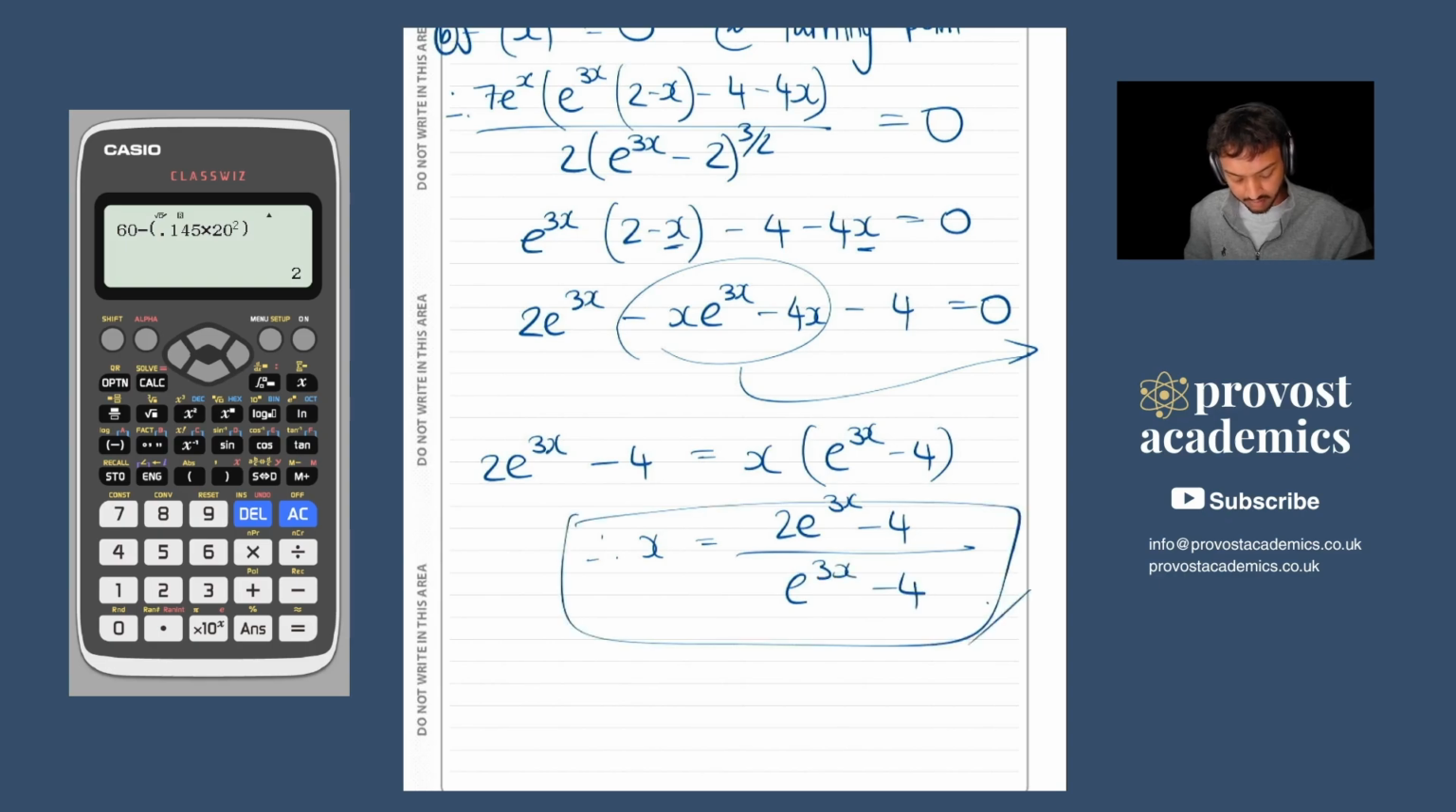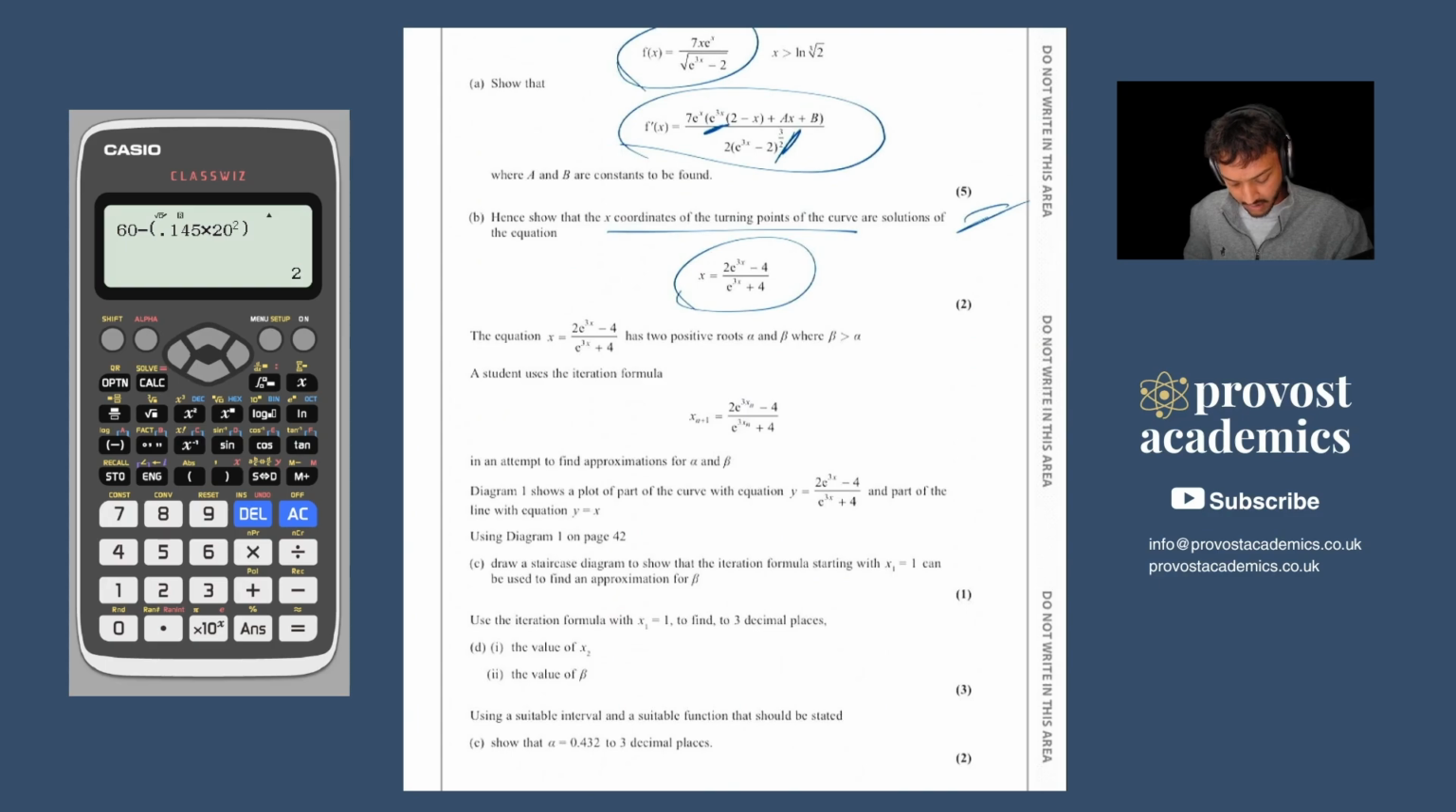And that's what we're looking for. Okay, part B done. Part C. Okay, so it's turned into iteration now. Fine. That's our iteration formula.